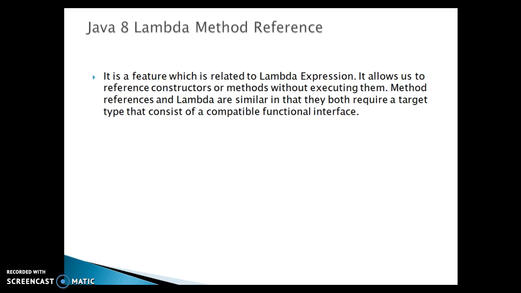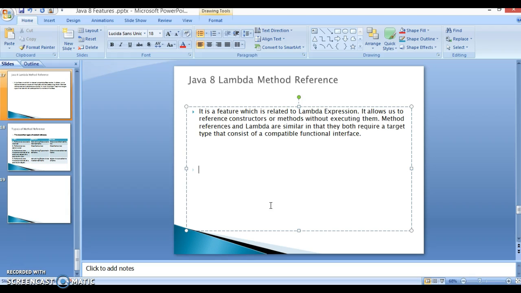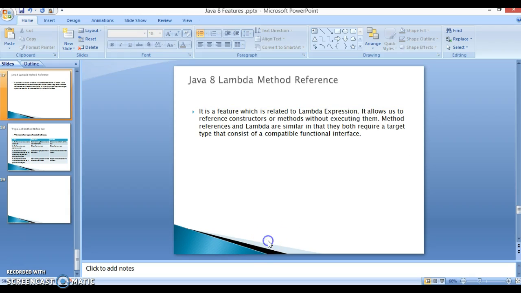Method references and lambdas are similar in that they both require a target type that consists of a compatible functional interface. So method reference is basically related to the lambda expression and functional interface. Again, your lambda expression is related to the functional interface. So let's try to understand.